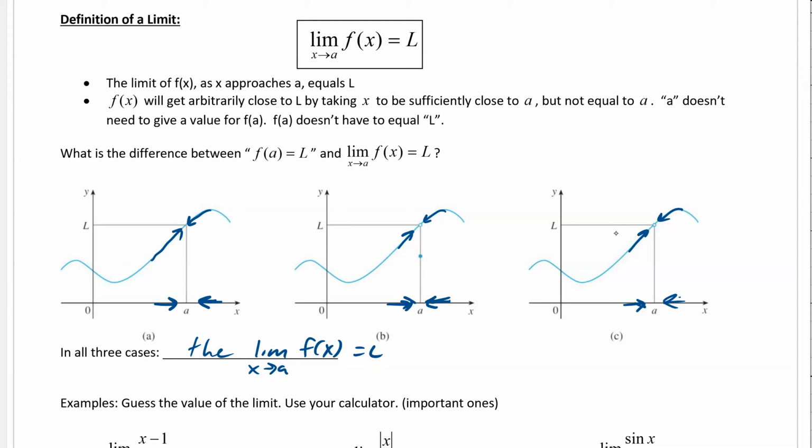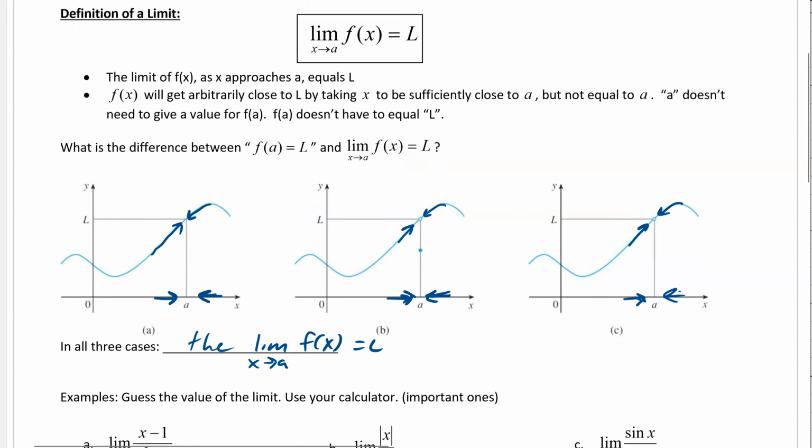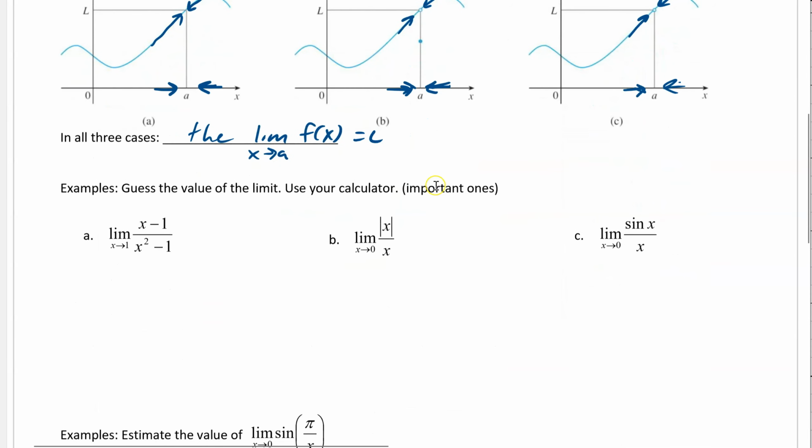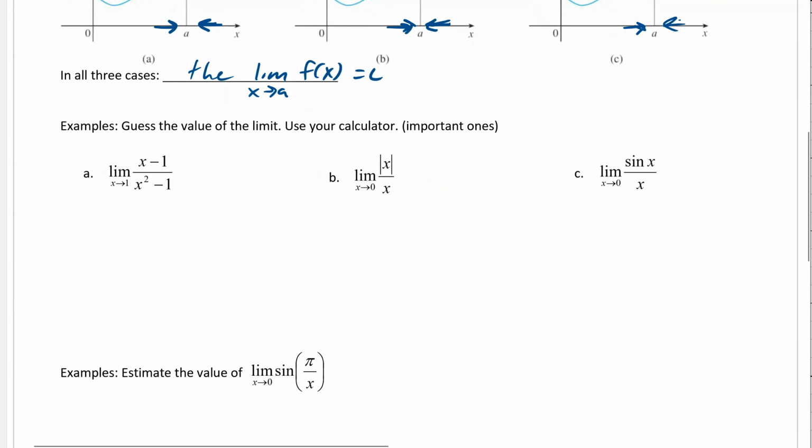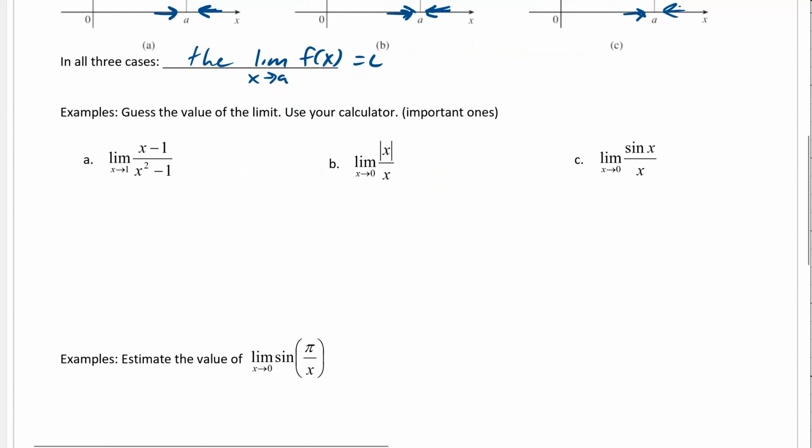So we're not looking for what is the function's value at L. We're not looking for f of a is equal to L. We're looking for the limit. So we don't care what this is. We just want to know what are we getting close to. So here's some problems we're going to look at with Desmos and our graphing calculator, and we can see what's going on with those problems.